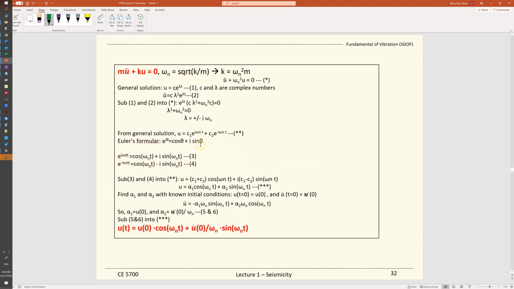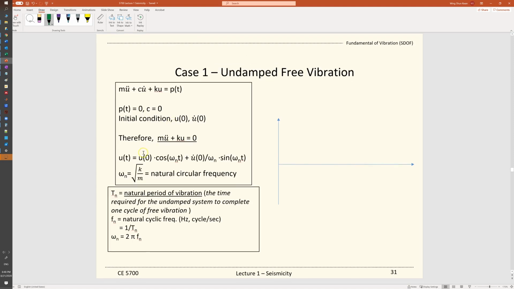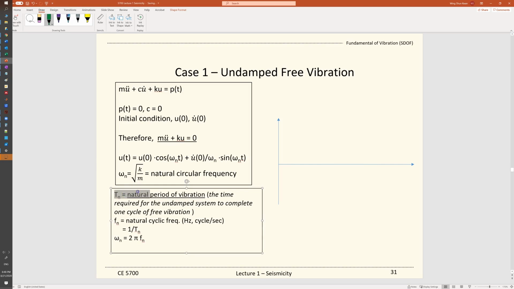On the next slide, I will walk you through how to solve the differential equation to get the solution. I don't want to spend too much time on this math, but since you have had differential equations in class, you should be able to handle this and figure it out. Anyway, this is the solution, and one important concept here is the natural circular frequency, and it is related to the natural period of vibration. This is a very important concept that I need you guys to understand.